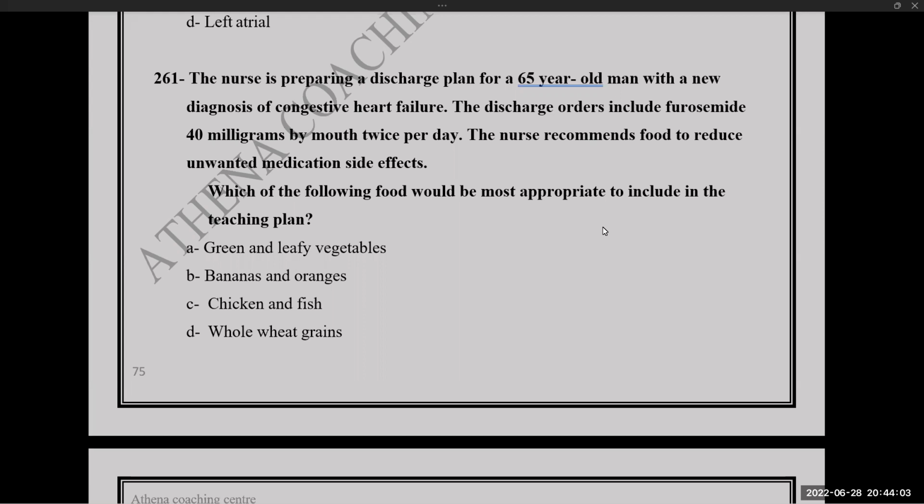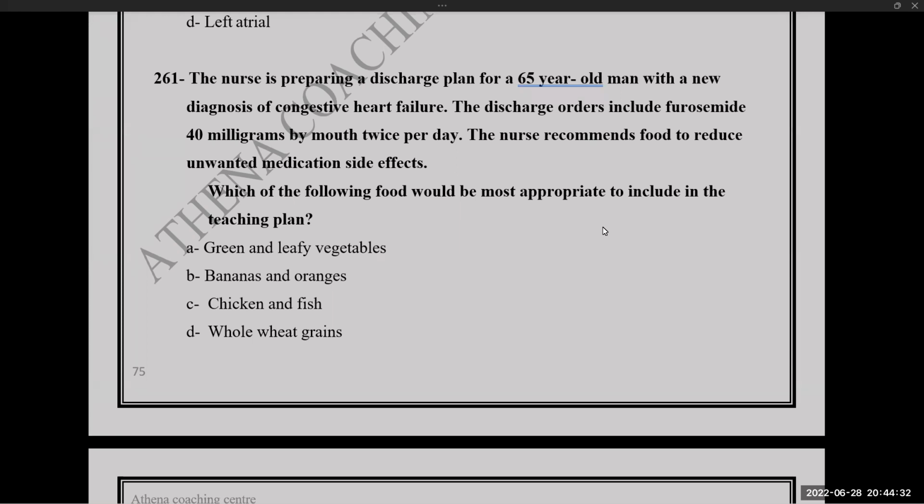The nurse is preparing a discharge plan for a 65-year-old man with a new diagnosis of congestive cardiac failure. The discharge order includes furosemide 40 milligram by mouth twice per day. The nurse recommends food to reduce unwanted medication side effects. Which of the following foods would be most appropriate to include in the teaching plan?